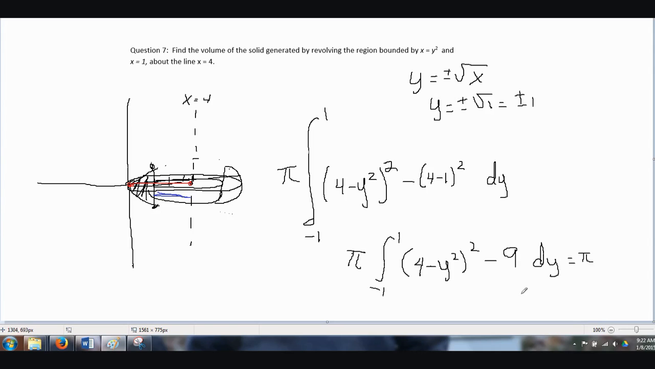So if you integrate this integral, which is not hard to do, we get 136 over 15. So our final answer would be 136 pi over 15.